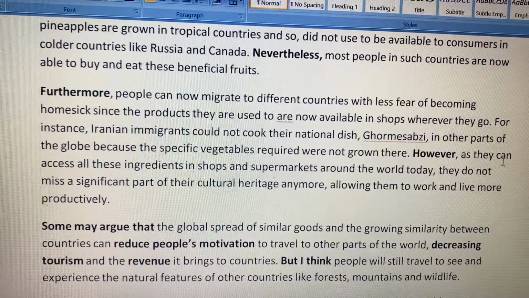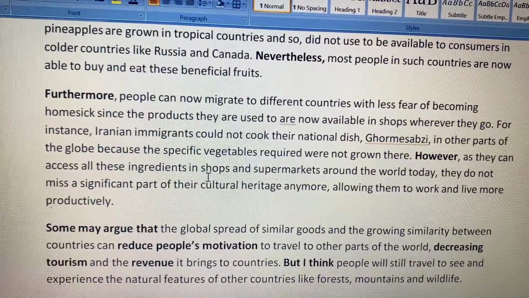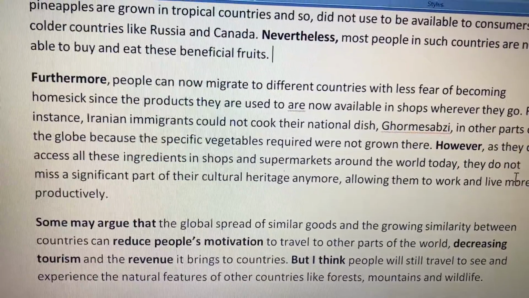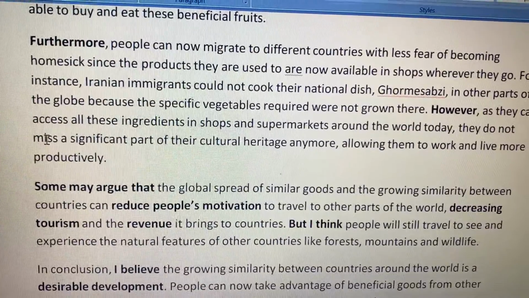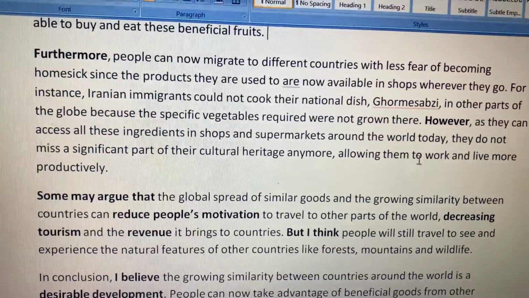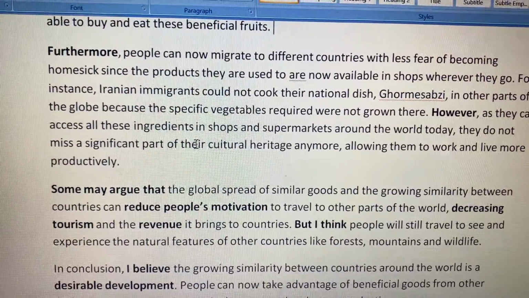However, as they can access all these ingredients in shops and supermarkets around the world today, they do not miss a significant, means important, part of their cultural heritage anymore, allowing them to work and live more productively.